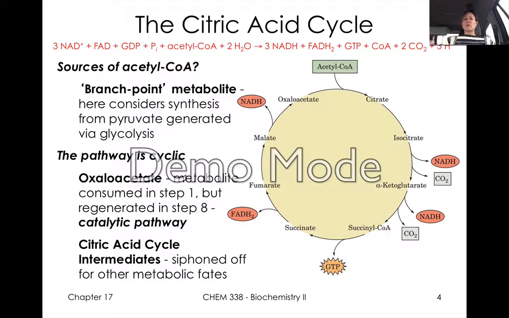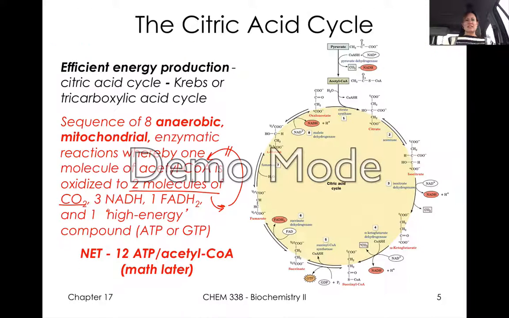So we're going to learn about some details of the citric acid cycle. Again, some details we've already learned about that I want you to remember: it's 8 steps. It is mitochondrial. We consider it to be anaerobic. Let me flip to this next slide here.